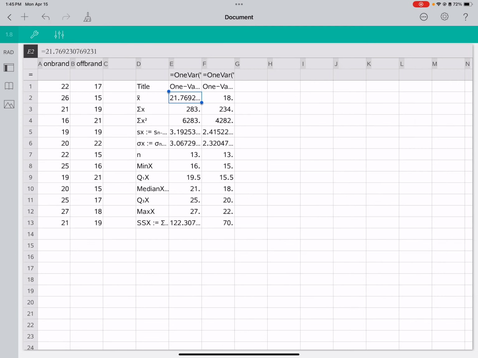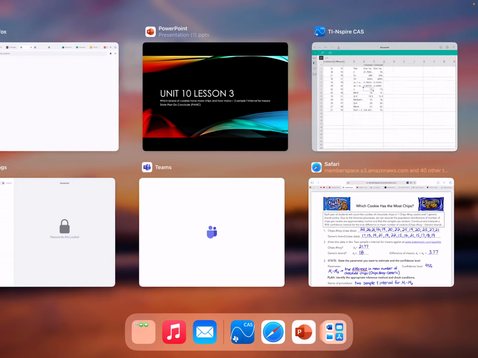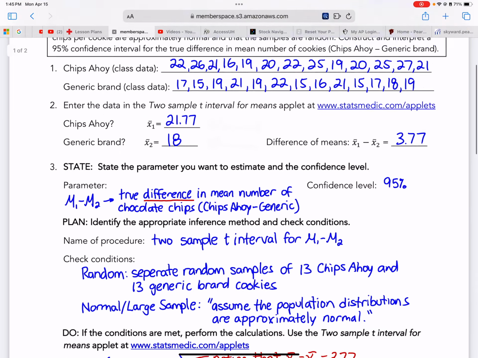And you can see that I got 21.76 for my mean for the on brand, 18 for the off brand. I got 3.19 for the standard deviation for my on brand, and I got 2.41 for my off brand standard deviation. And I have N equal to 13. That means I have 13 of my off brand, and I have 13 of my on brand. So those are the only numbers that I need from here. I'm also going to show you another trick here in a moment. So let me just review again what I did.